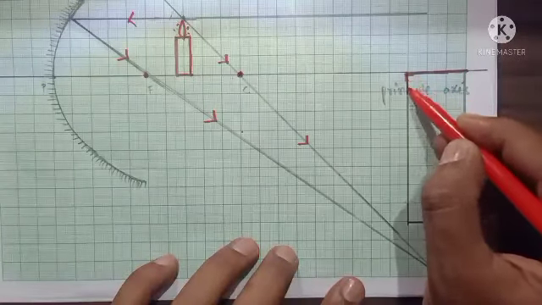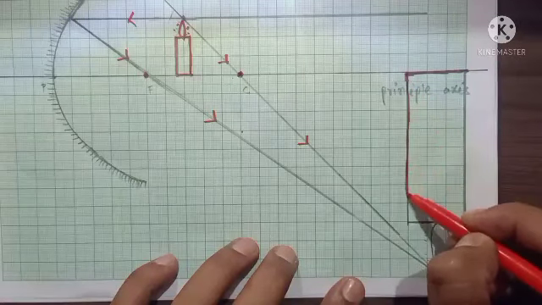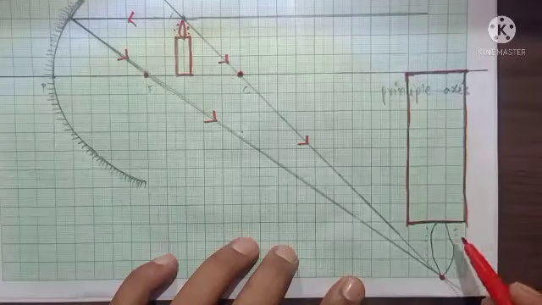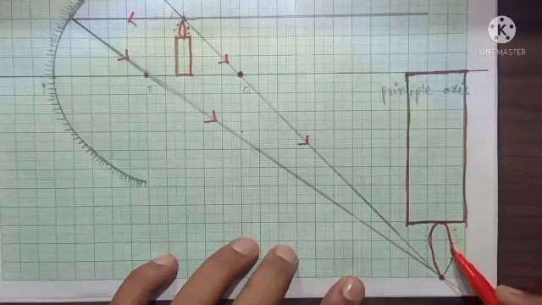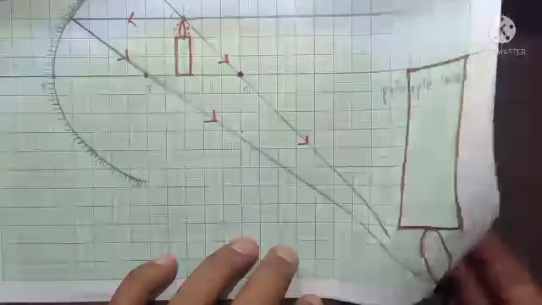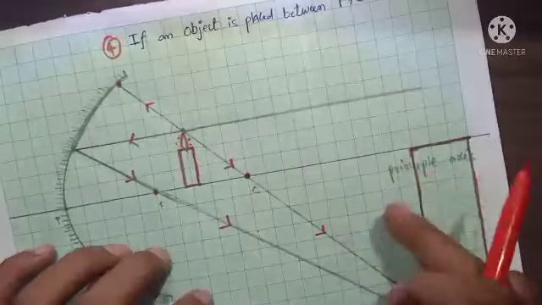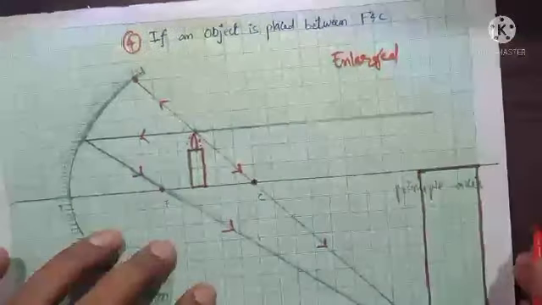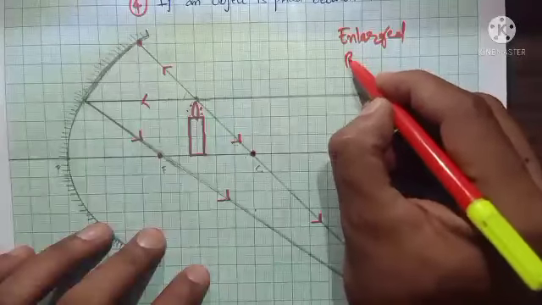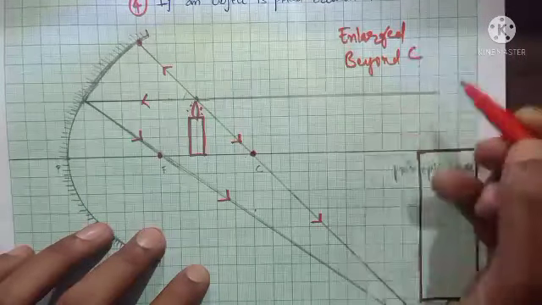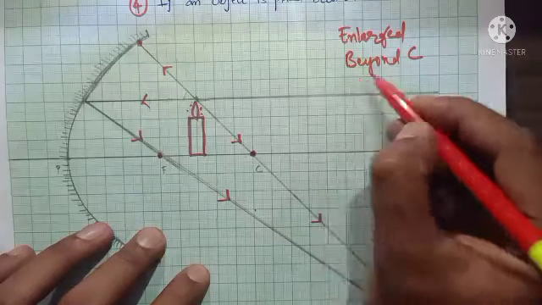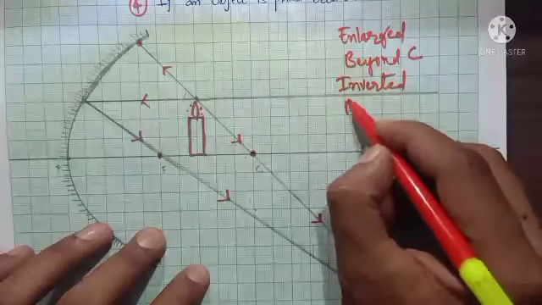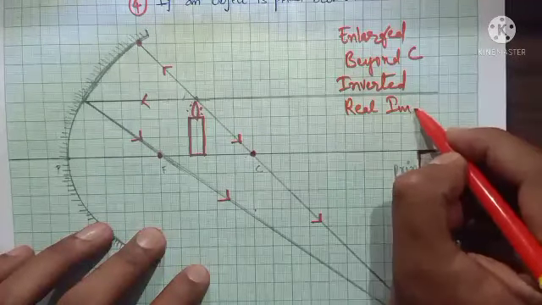Look at how big the image formed here is. So it is an enlarged image. It is formed beyond C. It is an enlarged image formed beyond C, and it is an inverted image, and it is a real image.